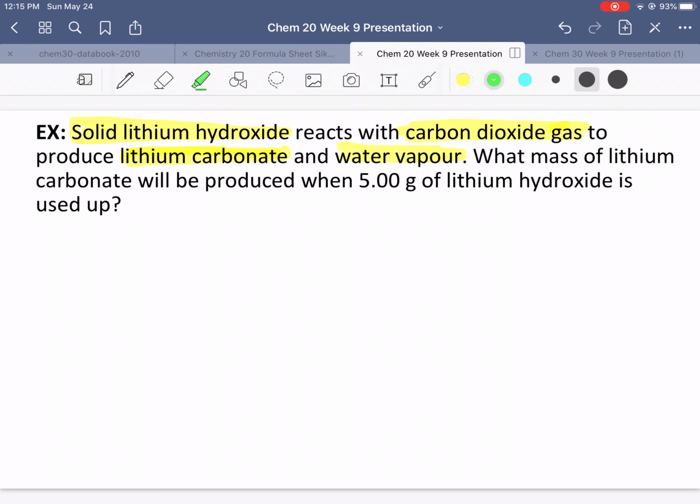The whole point of the question is what mass of lithium carbonate is going to be produced. So that is what we're looking for, right? That's going to be our required, what we want. And we're given that 5 grams of lithium hydroxide is used up. There's our given. Okay, this is a mass stoichiometry again. How do I know? Because I'm given a mass and I'm looking for a mass.